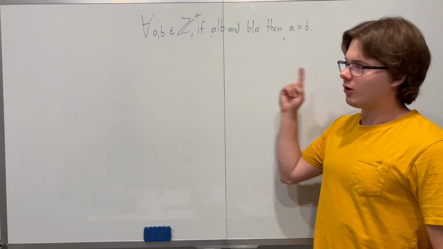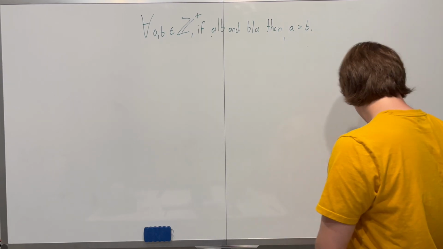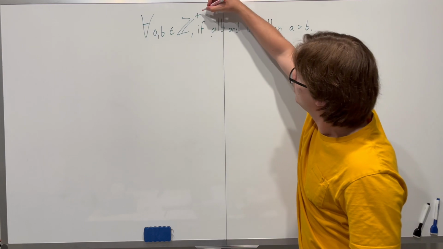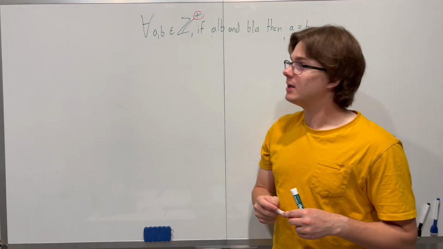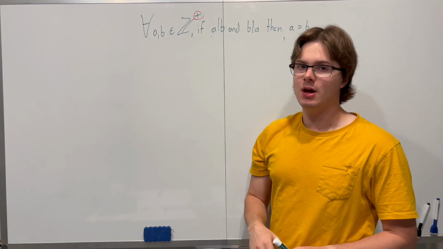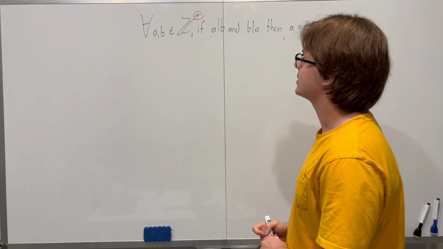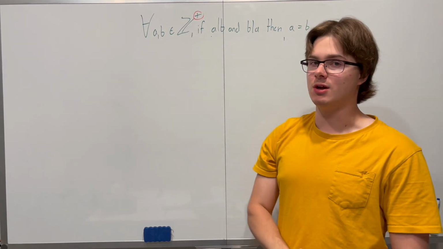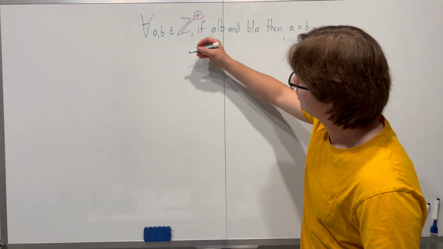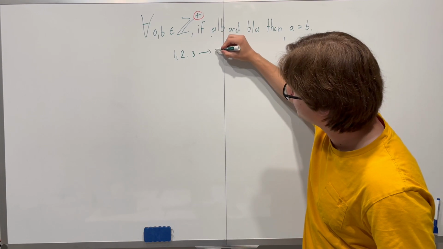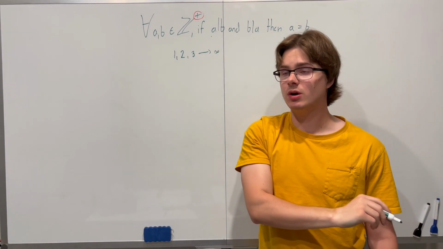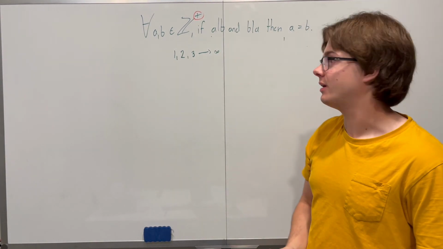This looks like a statement we've already proven, right? But no, notice here that I put a plus above the Z. Why? Because instead of asking for all integers a and b, I'm specifically going to be asking for all positive integers a and b, which would include numbers like 1, 2, 3, up until infinity. This does not include 0, and this does not include the negative numbers.